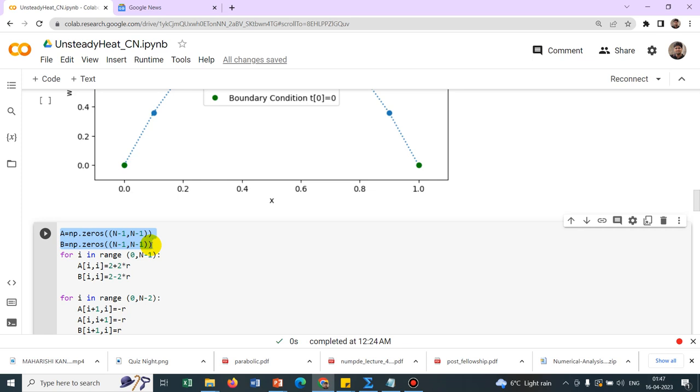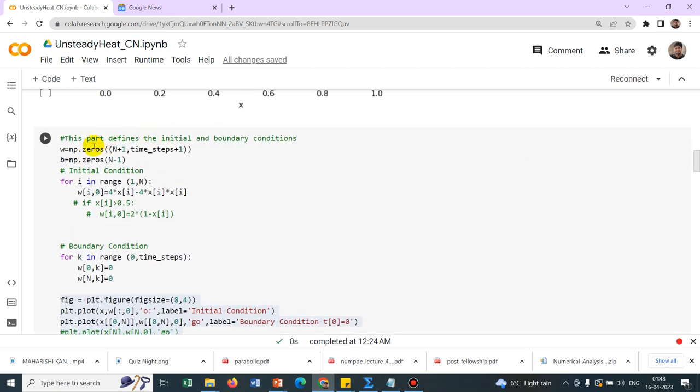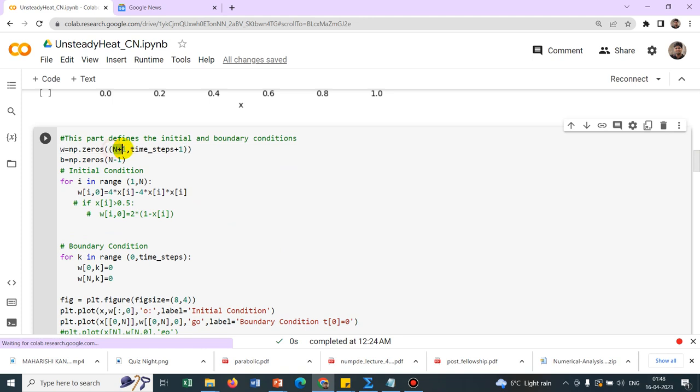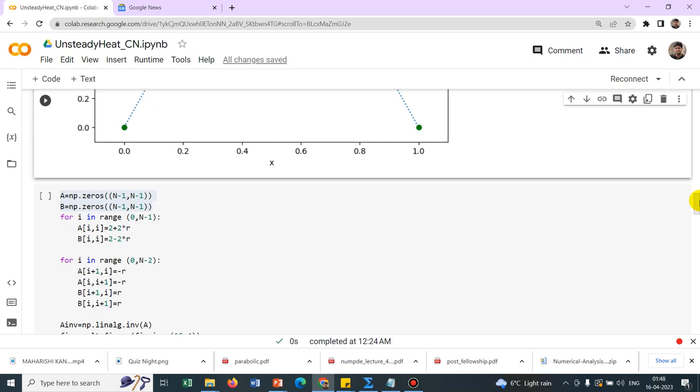Similarly, if we generalize it, what will happen? We had n plus 1 indices here. If you see the initial matrix, we have n plus 1 indices, but here we have n minus 1 because we are removing two boundary conditions. We are only having the unknown points here. So thereby the A and B dimensions are defined.